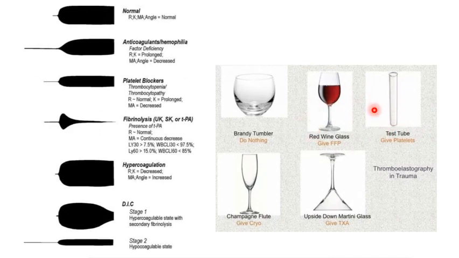This is just to remember. You can see this is a normal TEG graph, and if you find a red wine type of graph, then you can think that you will have to give FFP. A red wine type of graph means you can see this tail is big. The tail is big means the R time has increased, and you can see the K time has also slowly prolonged.